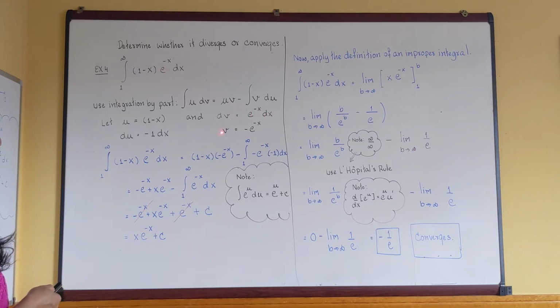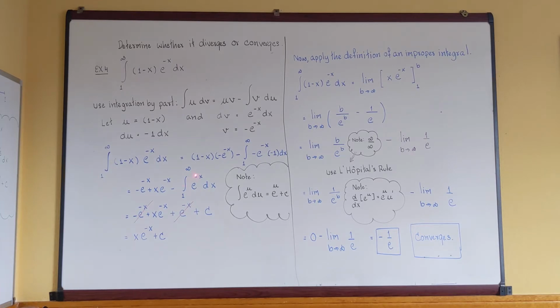Take an integral of this, I will have v equals e to the negative x, and the derivative of negative x is negative 1. So we're going to plug it in. I'm going to have u times v minus the integral from 1 to infinity of v du. This whole thing is du. The first part I don't have to do anything. The second part I have to take an integral of e to the negative x dx from 1 to infinity.